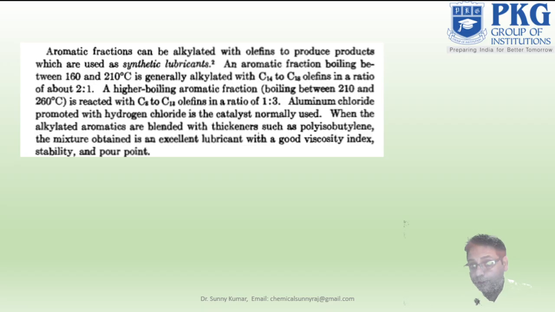A higher boiling aromatics fraction, 210 to 260 degrees, is reacted with C8 to C13 olefins in the ratio of 1:3. Aluminium chloride promoted with hydrogen chloride is the catalyst normally used. So previously we have also used this aluminium chloride catalyst. When the alkylated aromatics are blended with thickeners such as polyisobutylene, the mixture obtained is an excellent lubricant with good viscosity index, stability and pour point.